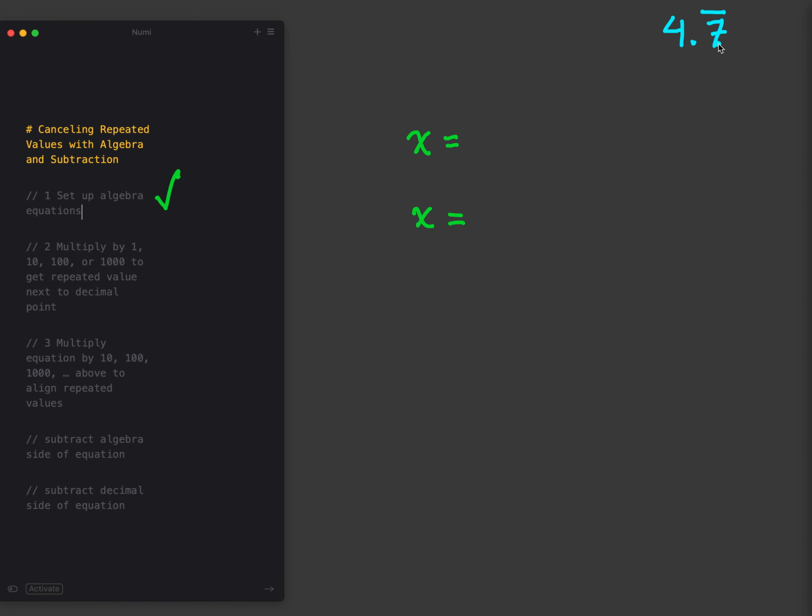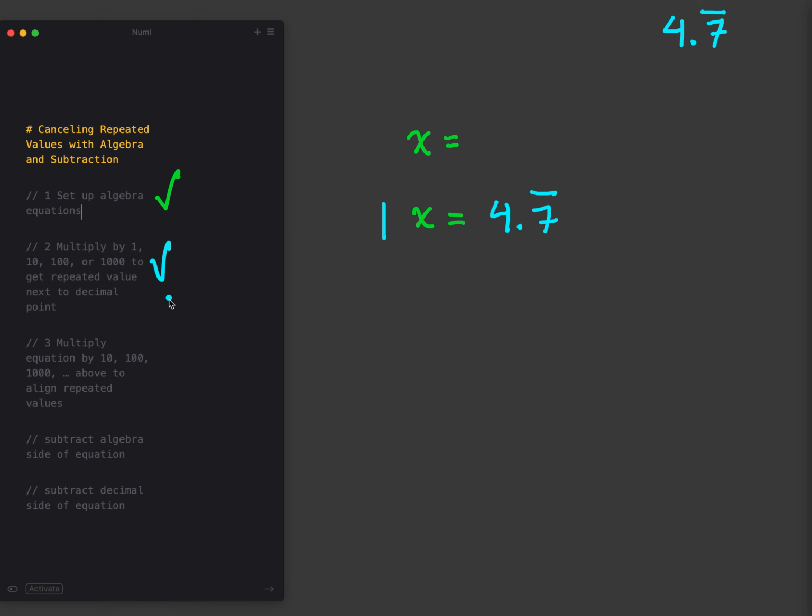And so if we're considering this value, it tells me to multiply by 1, 10, 100, or 1000 to get the repeated value next to the decimal point. And so if we look here, my repeated value is 7. Is that next to the decimal point? Yes, it is next to the decimal point. So we actually don't need to do anything to this. We can just multiply this by 1, we say. And so I'm going to say this is going to be 4.7. And we're going to say this is going to be 1x equals 4.7 repeating.